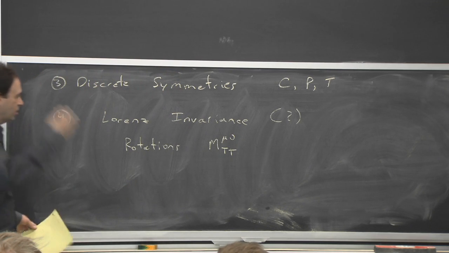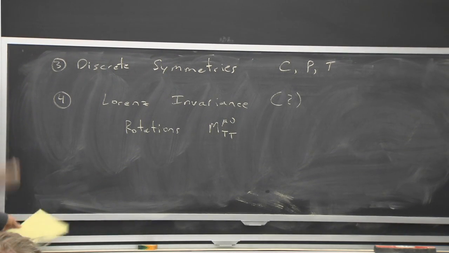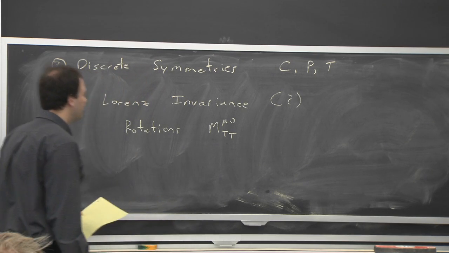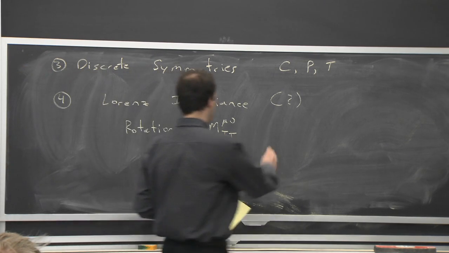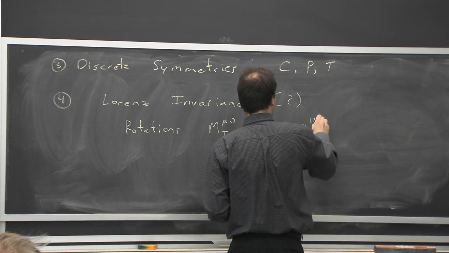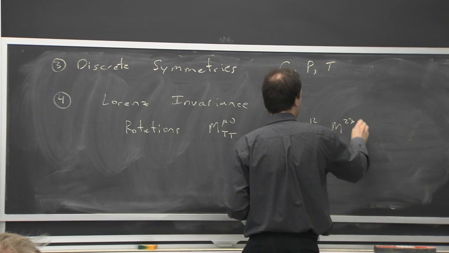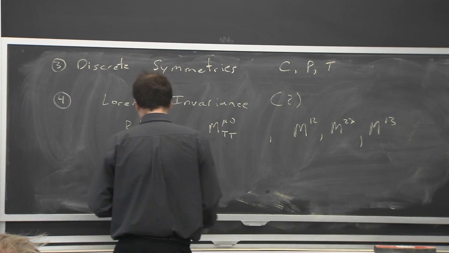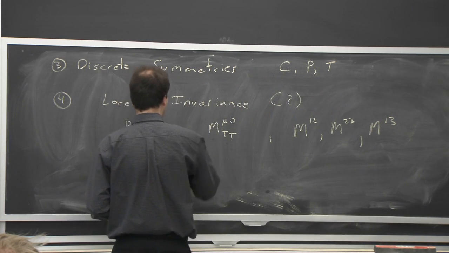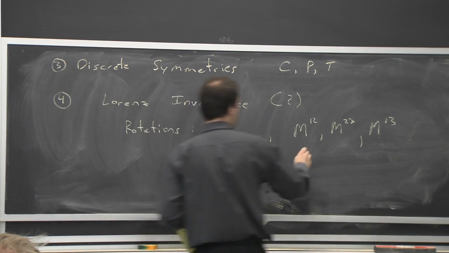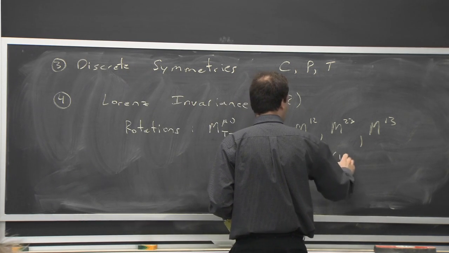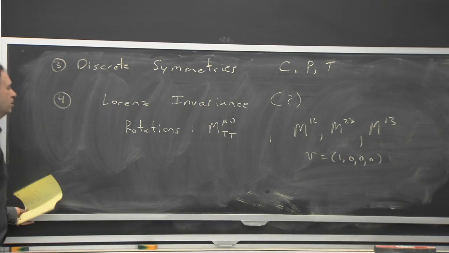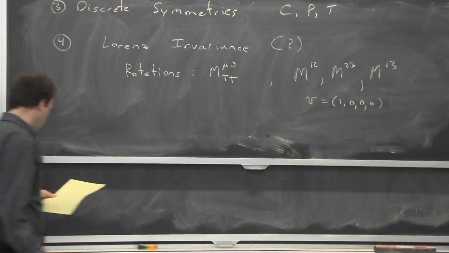So if you think about the 6 generators of the Lorentz group, the boosts and the rotations, there's a part that I could call the transverse part, which is transverse to the velocity. So in the rest frame, that would be M12, M23, and M13. And those are the rotations. So no matter what V you pick, there's always 3 generators that are rotations.